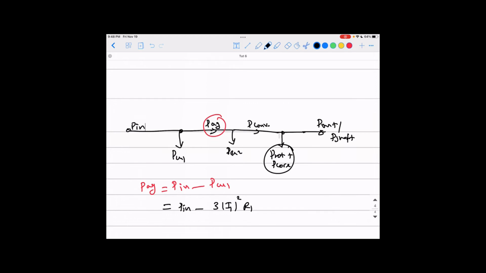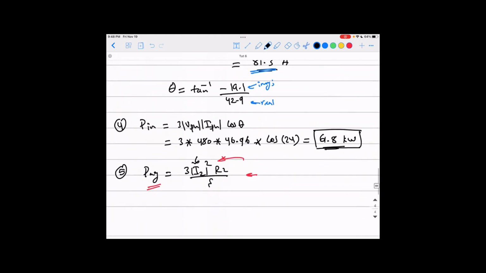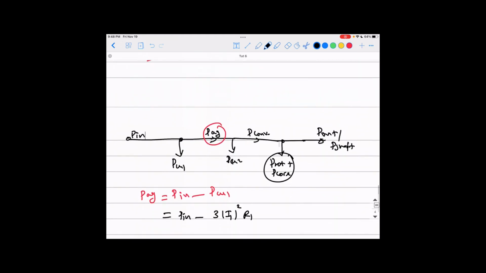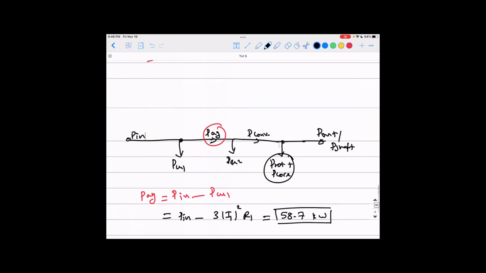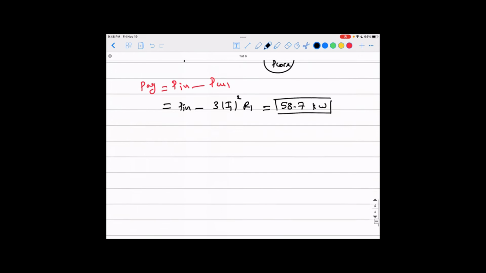You have everything here. You have P input, we've just calculated it. You have I1 as a magnitude, which is 46.96. And you have R1 given at the beginning. So that will give you P air gap to be 58.7 kilowatts. Okay, guys? So yeah, you can use it, or you can solve it using both of those.